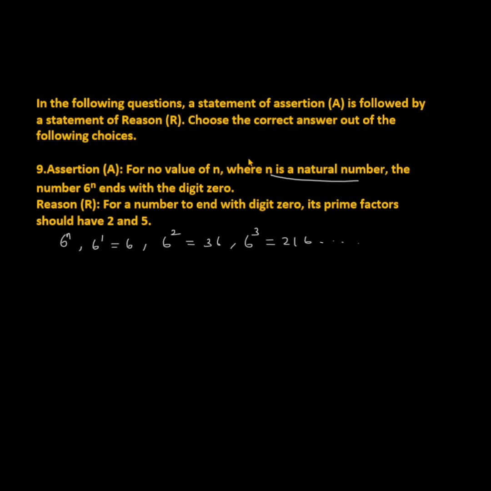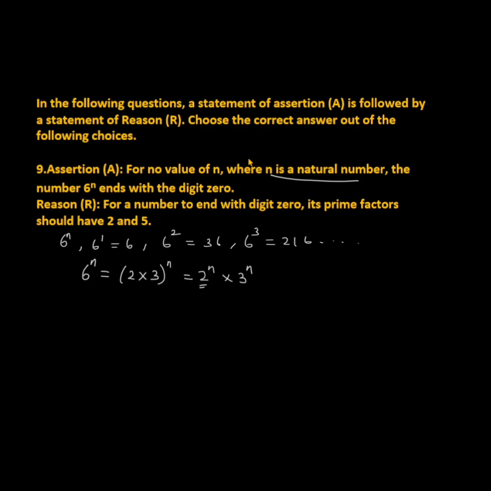But we know very well, after learning the first chapter, that for a number we need to find the prime factors. 6's prime factors are 2 into 3. So 2 power n into 3 power n. So we are not having a combination of 2 and 5. If we are having 2 into 5, we will be getting 10, so that we will be getting 0 in the unit digit. Here we are not getting 5 as a prime factor for 6.